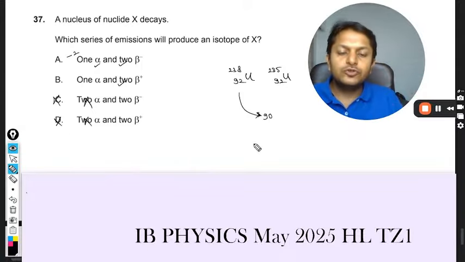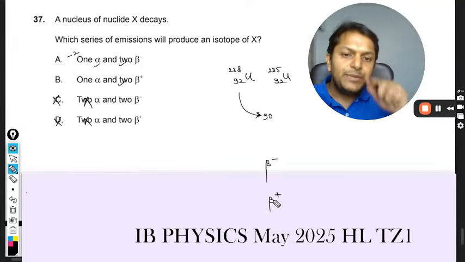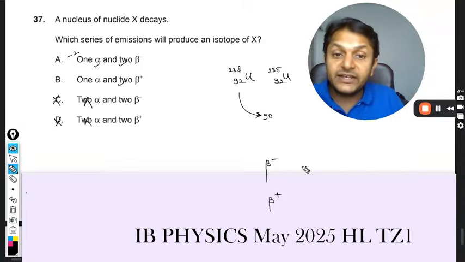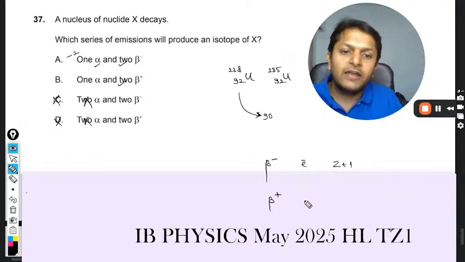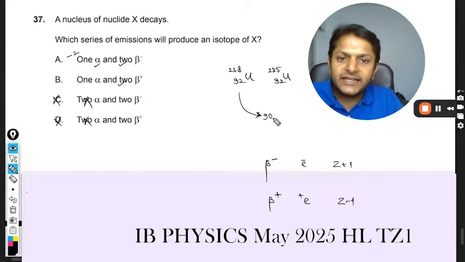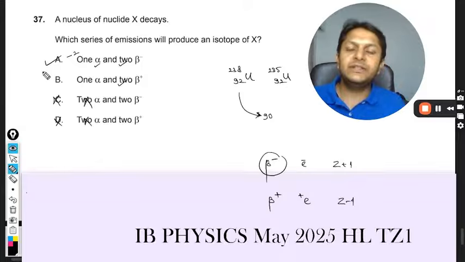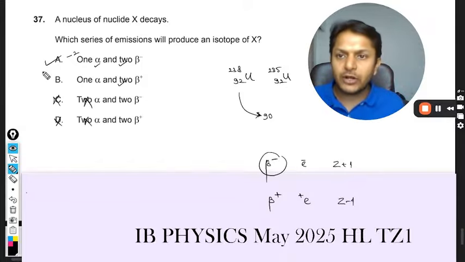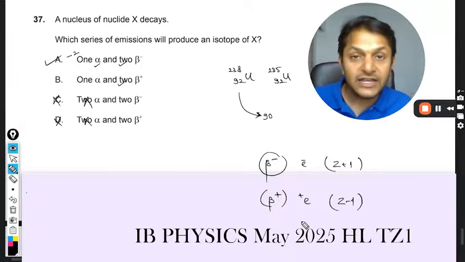Now it has been reduced by 2. So there are 2 types of beta particles. One is beta minus, another is beta plus. When beta minus is there, or like an electron is emitted, the atomic number increases by 1. And when the positron is emitted, the atomic number is reduced by 1. Clear? So we want to increase the atomic number by 2. So you would be needing 2 beta minus. So A will be the correct answer here. Sure, there is no problem with this. So this is how we do it. Always remember, in beta minus, atomic number increases by 1. In beta plus, atomic number decreases by 1.